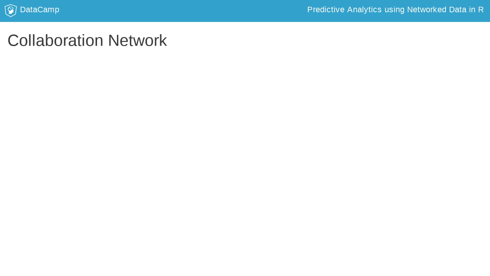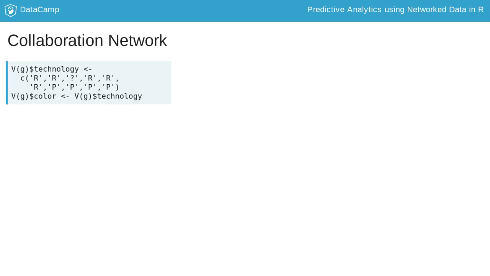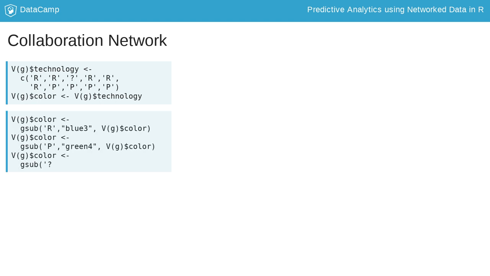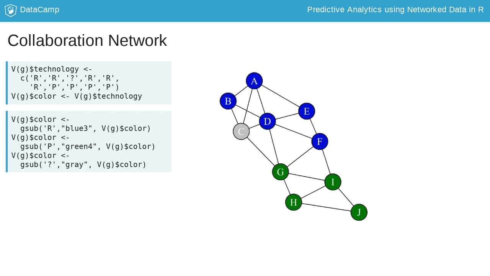Each of the data scientists has a preferred programming language, R or Python. We add their preferences as a node attribute called technology. Node attributes are represented by V(g). We also color the nodes depending on the preference, with blue for R and green for Python. The preferred programming language is the label of the nodes in this network. Here is the network with the nodes colored.